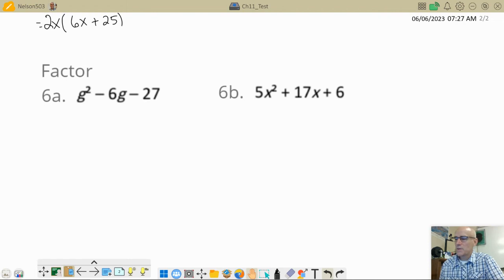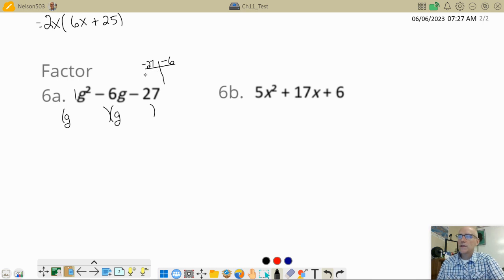Okay, folks, here comes problem number 6. We said on this problem, since it's a 1g squared, that we can guarantee that we got a g here and a g here. And this makes our problem a lot easier because when we think about what two numbers multiply together to give us negative 27 and add together to give us negative 6, it's going to just flat out give us the answer when we can come up with the factors right in here.